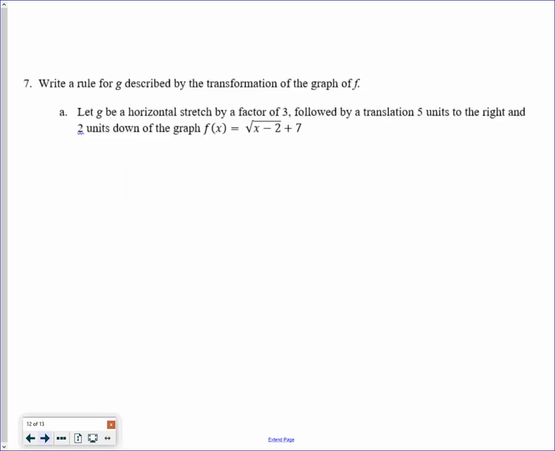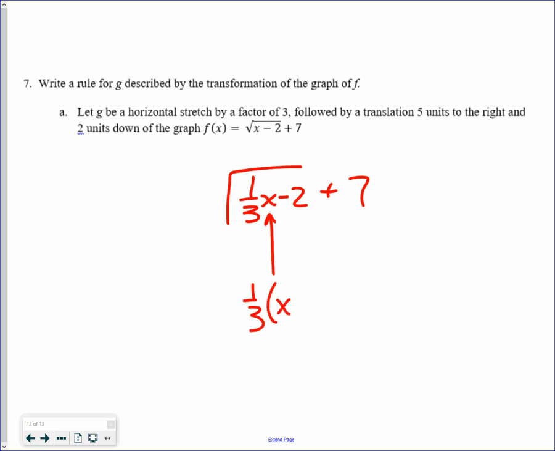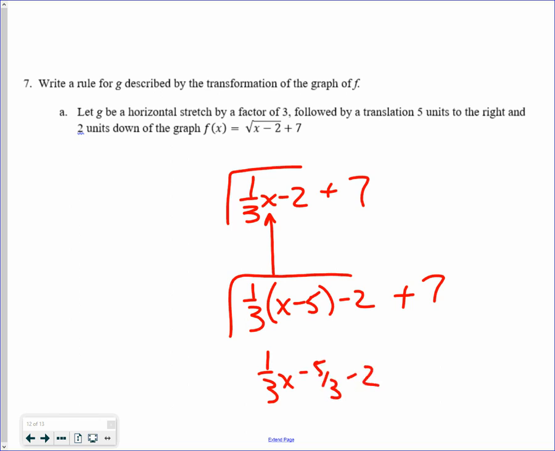Next one. Write the rule. So now a horizontal stretch by a factor of 3. You need to replace x with 1/3 x. So again, horizontal stretch, you replace x with the reciprocal x. Translation 5 units to the right, so I'm going to replace x with x minus 5. And so now distribute. So I get 1/3 x minus 5/3 minus 2. So I end up with 1/3 x minus 11/3.